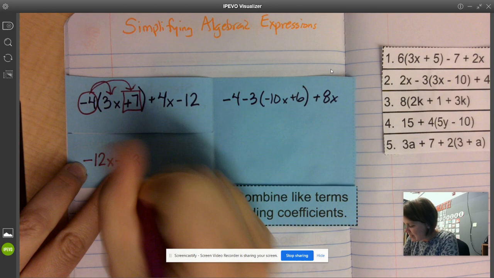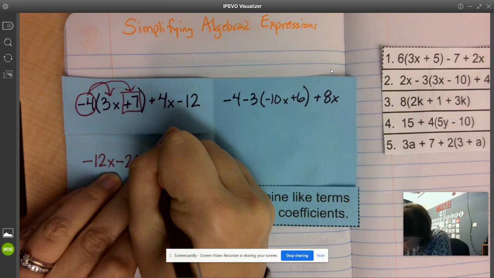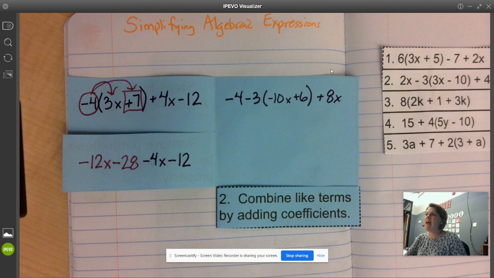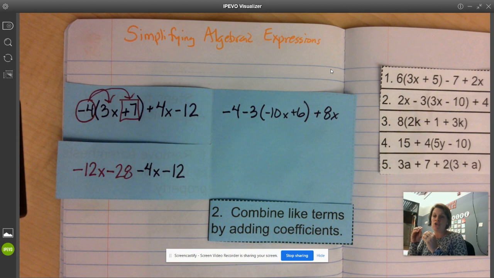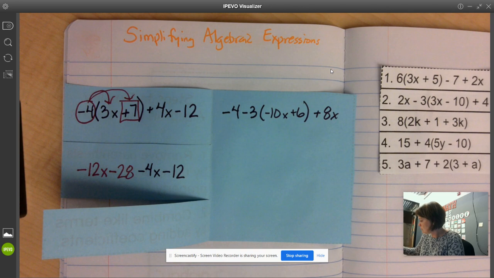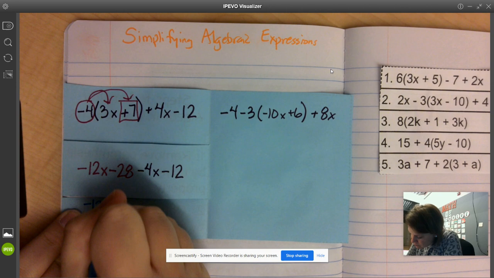And we're going to just bring down the rest of what we have. Okay? So we've done that. Now we look and see, do we have like terms? As a reminder, because I've had some people recently struggling with like terms, like terms means that you have to have the same variable and the same exponent, or neither of those. So remember, we have an x term here, we have an x term here. So what I'm going to do is list those. So I see, all right, I have a -12x. I'm going to list that there, and I'm done with this one.